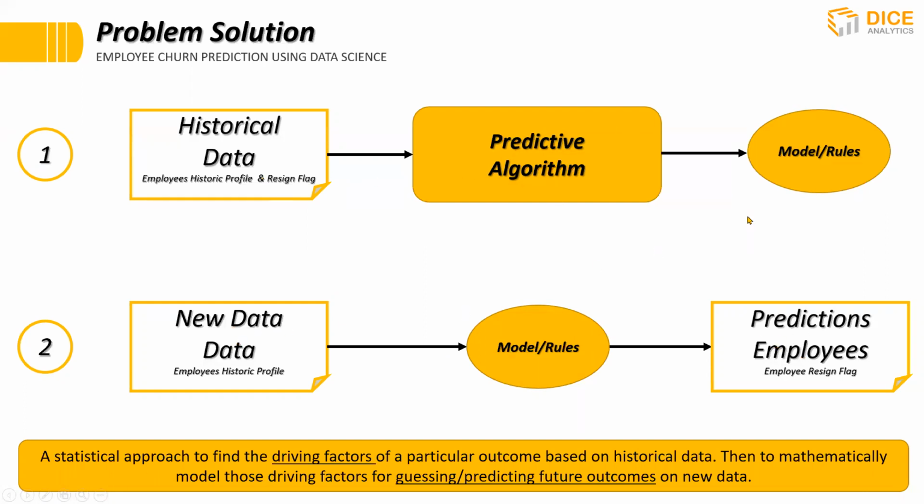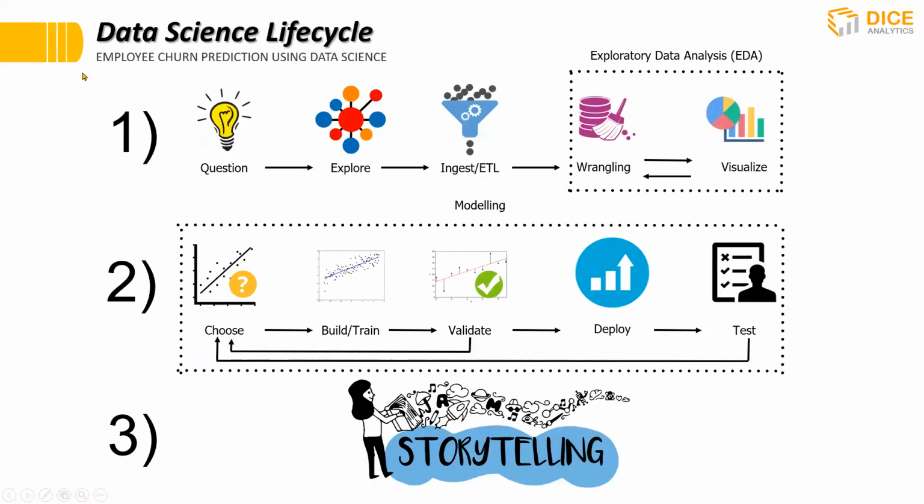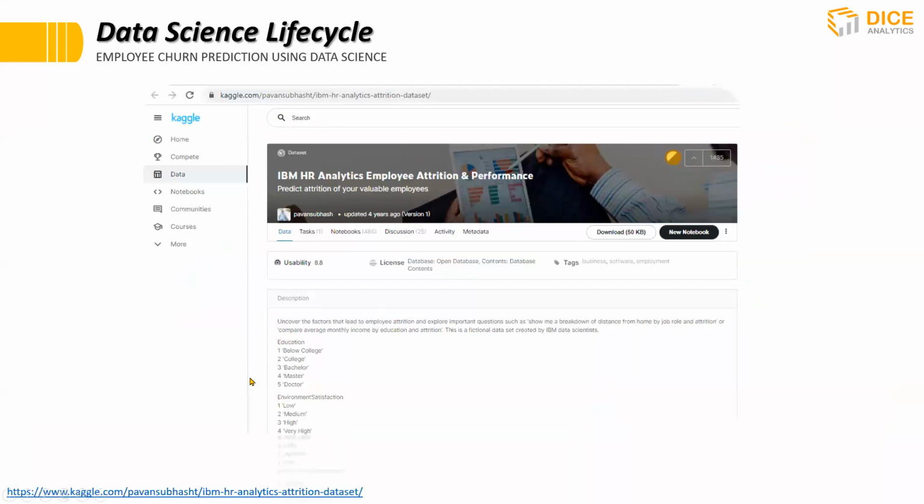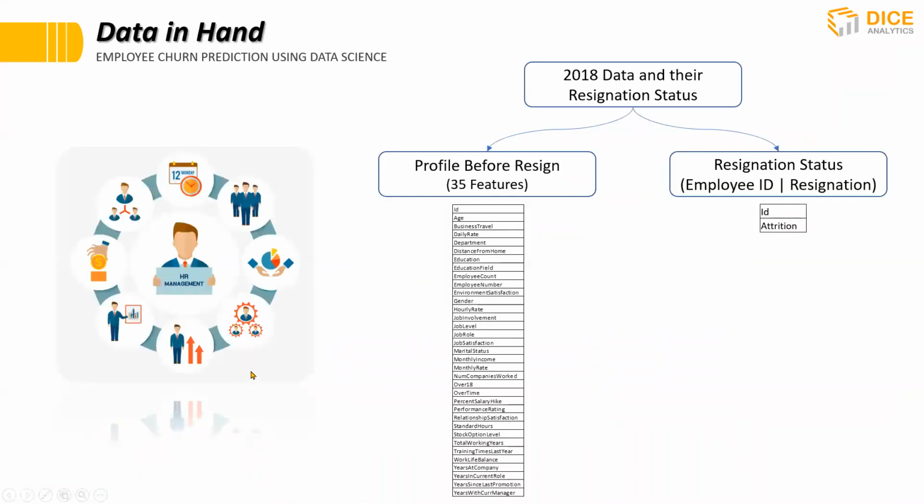So the same life cycle is being followed here as well: on historical data we will train the algorithm, then we will get the results, then we will feed the new data set to my model, and I will start getting predictions about my employees. So this is just another glimpse of the data science life cycle. But let's move towards the core thing, for example, here's the data.